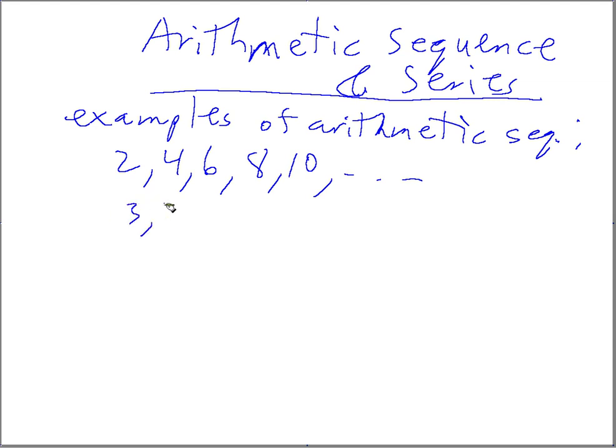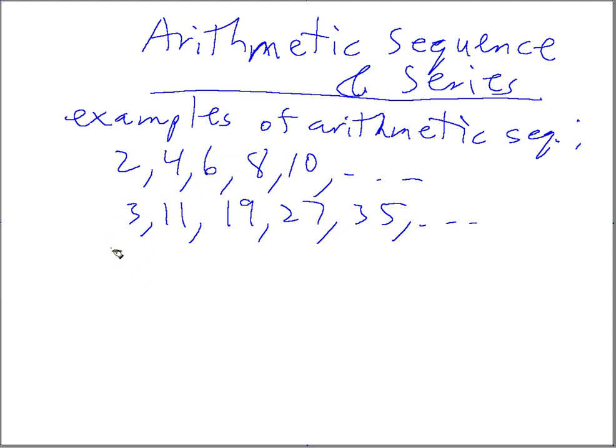How about 3, 11, 19, 27? What's the next one going to be? We keep adding 8 to it, right? So 35, and so on. So obviously we see a pattern here as well. It's increasing by 8 here, and increasing by 2 in the first example.